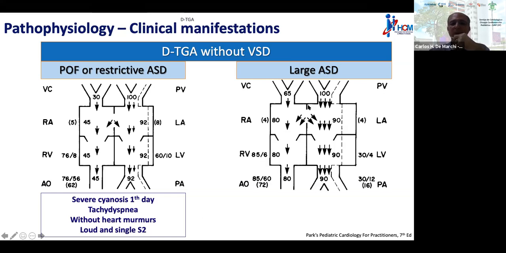On the other side, when we have a large ASD, we have more blood mixing here, and the saturation is much better. In this diagram, 65 here, arriving in the right atrium, increasing to 80 to the ventricle and 80 to the aorta. Okay, it's much better. And on the other side, 90, 90, 90 to the lungs. And this baby has mild cyanosis.